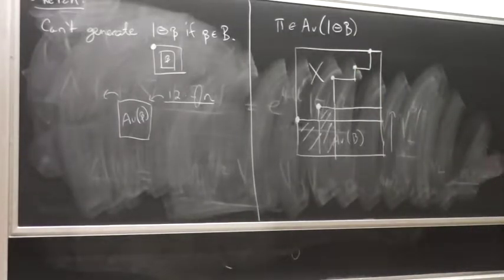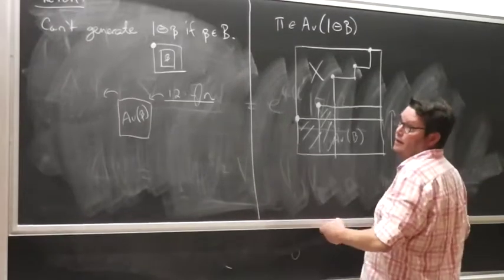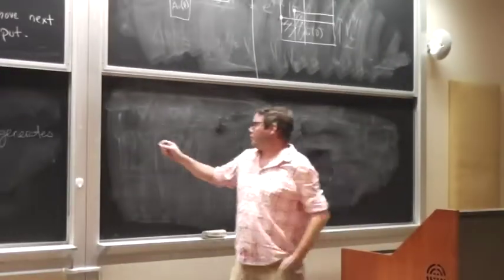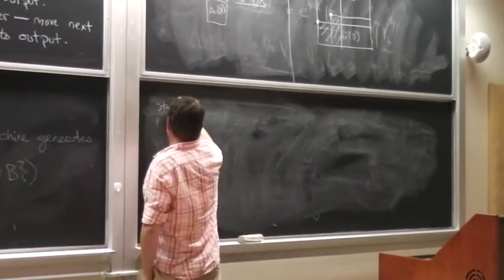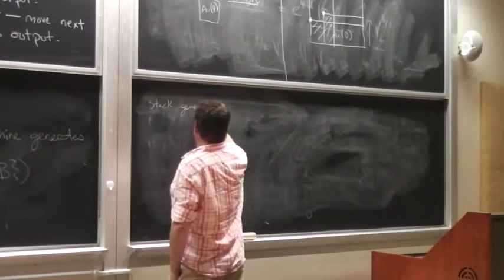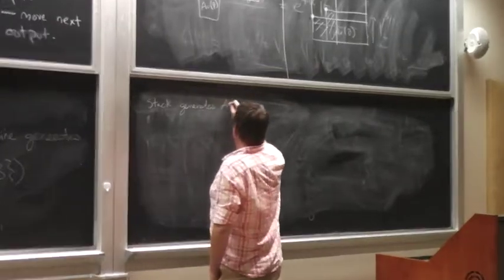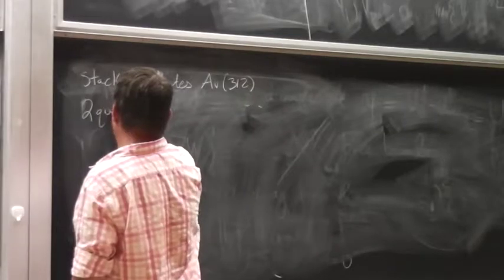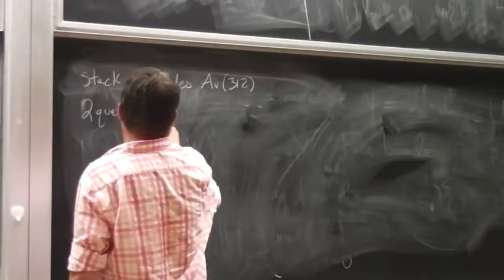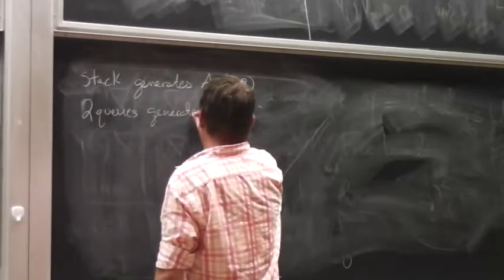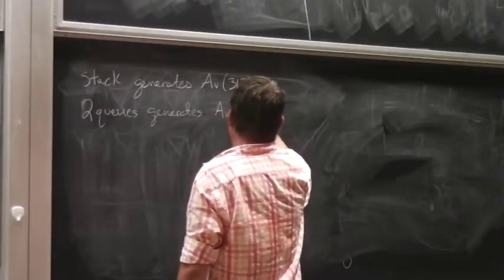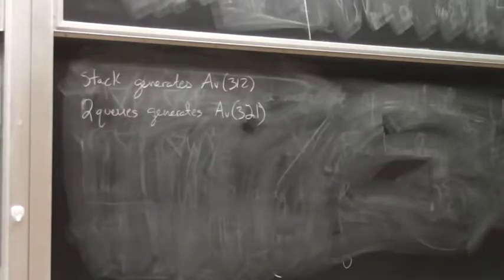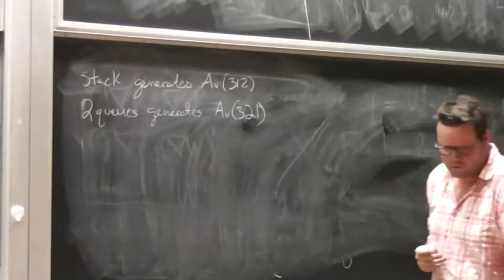So this is not a deep theorem, but it tells you immediately that the stack generates the 3, 1, 2 avoiders, and that 2 Qs generates the 3, 2, 1 avoiders. It's not deep, but it's beautiful. And in fact, it answers a bunch of other questions.